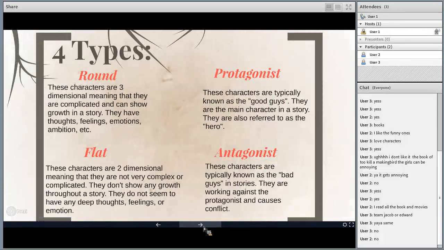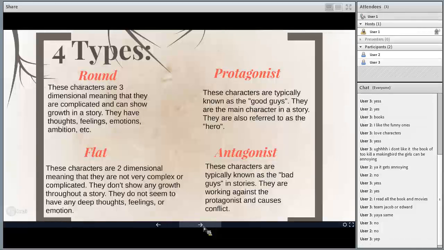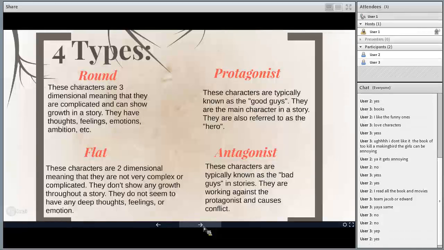So there's four types of characters that we're just going to be focusing on. You've probably heard of the protagonist and antagonist, right? Actually, these terms might be a little familiar. Round, flat, protagonist, antagonist. Are any of these unfamiliar, that maybe you haven't heard of, or maybe you've heard of but you don't even know what they are?